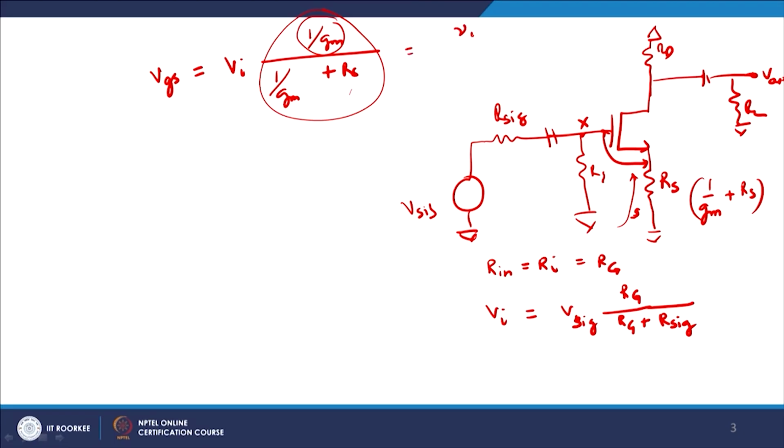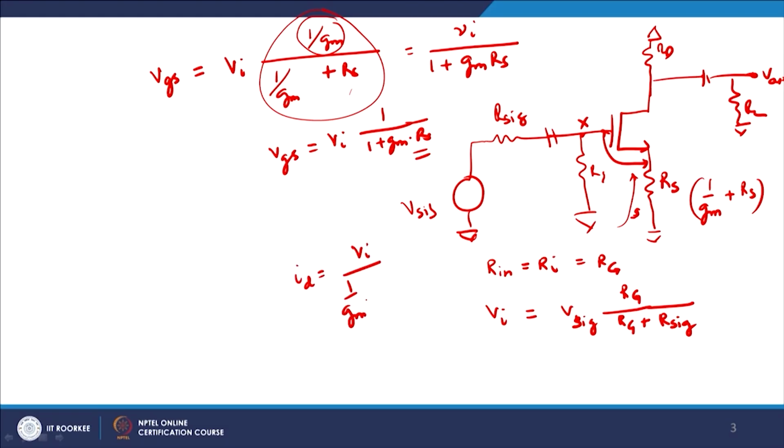This will be approximately equal to Vi upon 1 plus gm times Rs. So Vgs comes out to be Vi into 1 upon 1 plus gm times Rs, and this is the source resistance which you see. Therefore, if I want to find the drain current ID, it will be given as Vi upon (1/gm plus Rs), which is approximately gm times Vi upon 1 plus gm times Rs. This is equal to ID, fine.